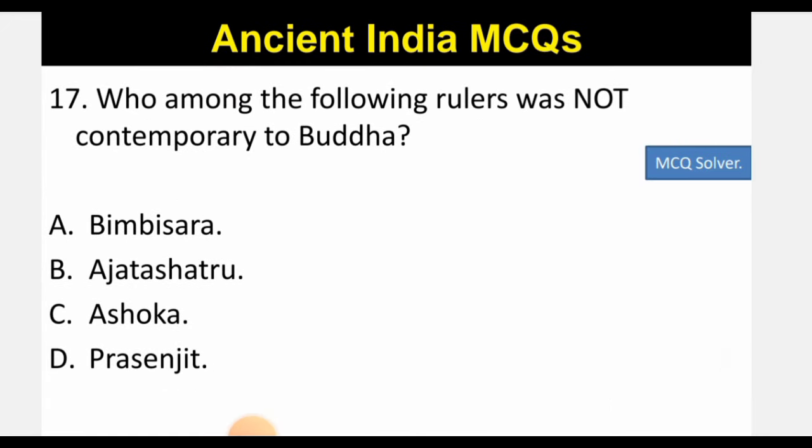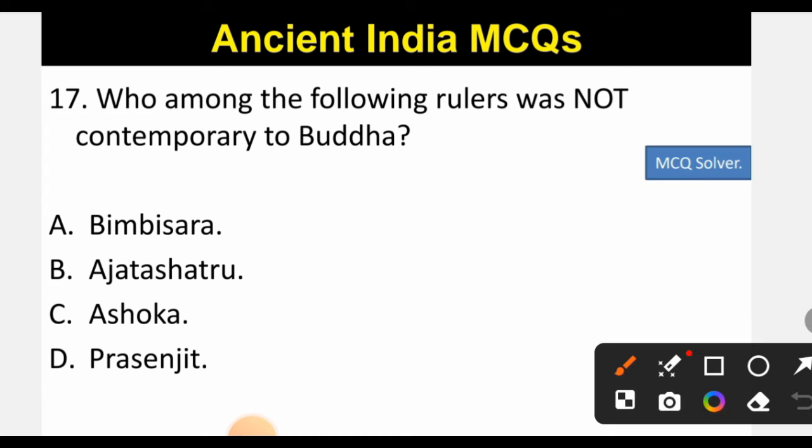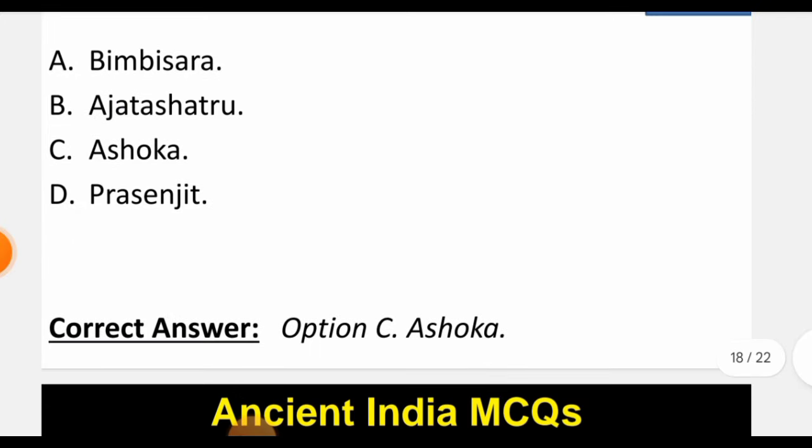Now let's come to question number 17. Who among the following rulers was not contemporary to Buddha? Among the following, the correct option is option C, that is Ashoka. So Ashoka was not contemporary to Buddha. C is the correct option.